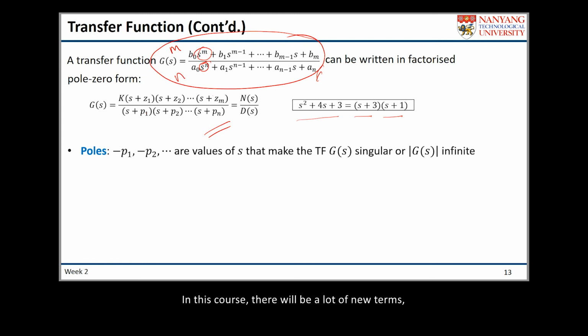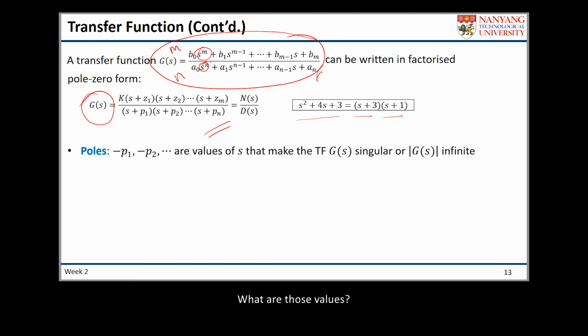In this course, there will be a lot of new terms. So I will introduce you to the first new term that you will use frequently in this course. The new term is poles. What is a pole? Poles are values of s that will make your transfer function Gs equal to infinite. So you just have to find the values of s that will make your Gs equal to infinite.